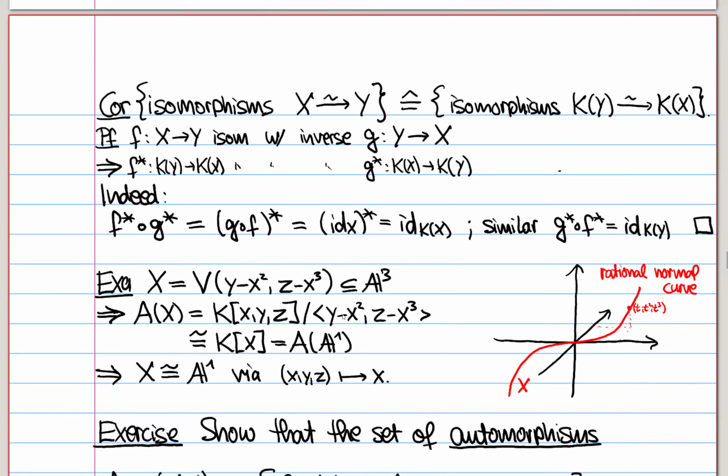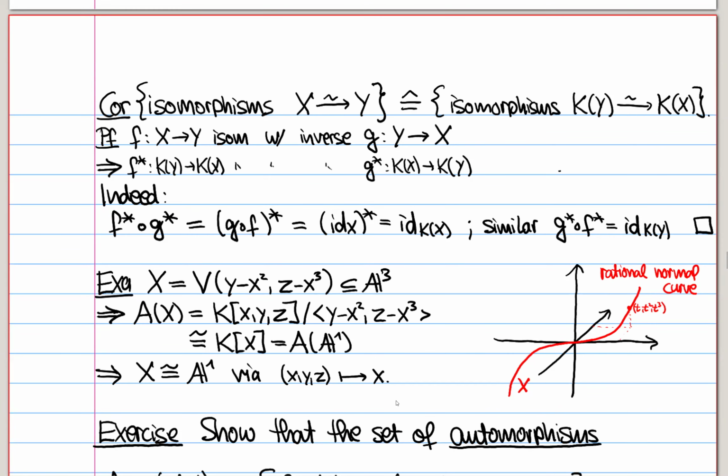And then this abstract manipulation of the coordinate rings immediately, by the corollary, tells us that X is isomorphic to A1 via the map which sends (x, y, z) to x. And of course, you can then see the inverse of this isomorphism. You can just stare at the functions here and see the inverse is given by x is sent to (x, x squared, x to the 3). So that's a parameterization of this rational normal curve. But we could also just see it by staring at the coordinate rings, which is very nice.